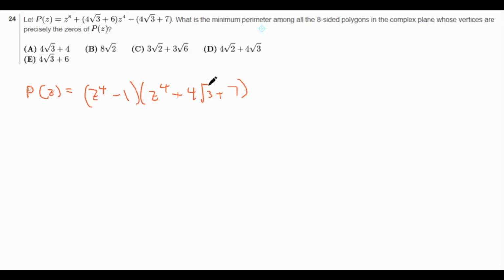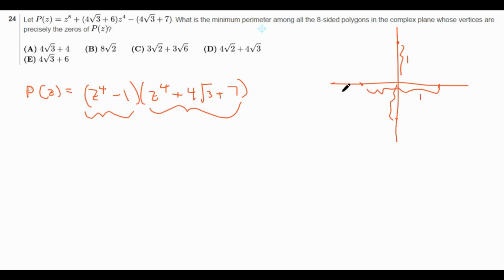Now this is a much easier form that we can deal with, because both z to the power of 4 minus 1 and z to the power of 4 plus 4 root 3 plus 7 are relatively easy to handle. First, we can look at z to the power of 4 minus 1. These are simply the fourth roots of unity, which means that the roots will be here, here, here, and here. That is 1, i, negative 1, and negative i. And of course, these lengths are 1. So now we know where the roots of z to the power of 4 minus 1 are.